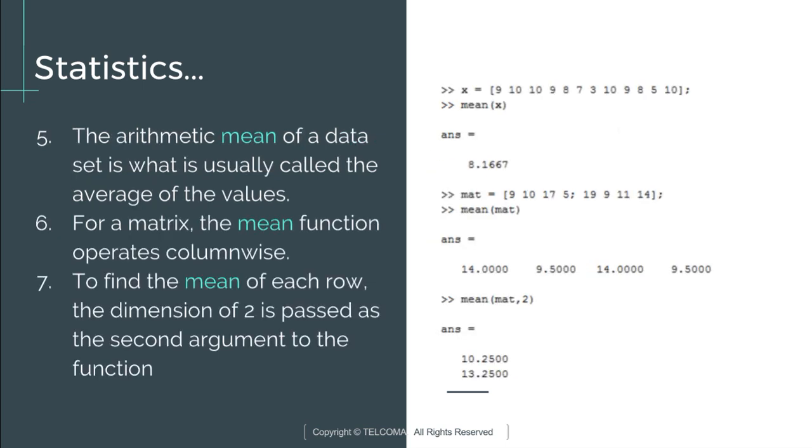Next is the mean function. The arithmetic mean of a dataset is usually called the average of the values. For a matrix, the mean function operates column-wise, and if you want to find the mean of each row, then you must pass the dimension of 2 as the second argument to the function, as I have written in the program on the right side of the screen.